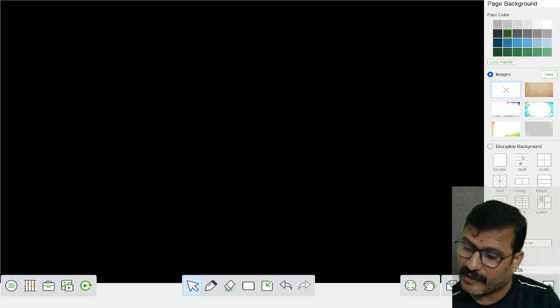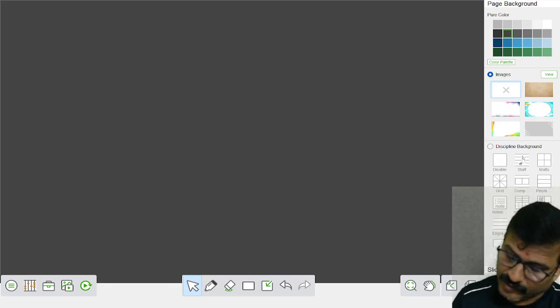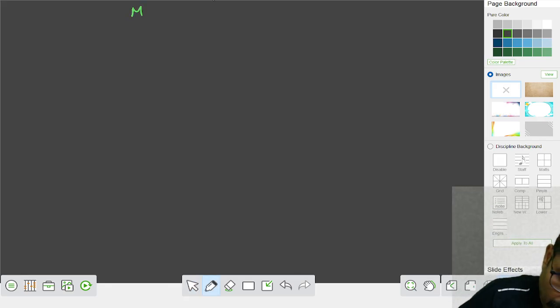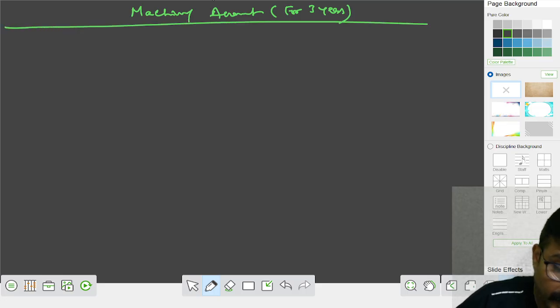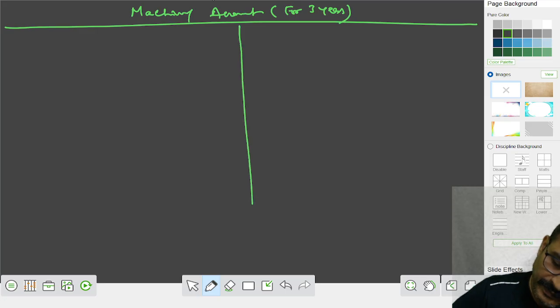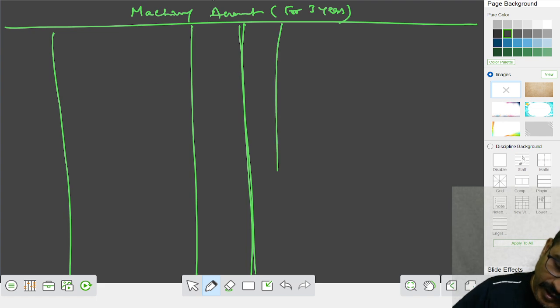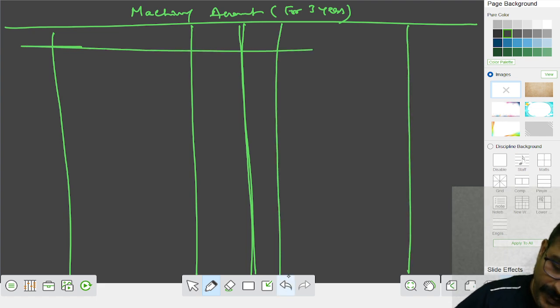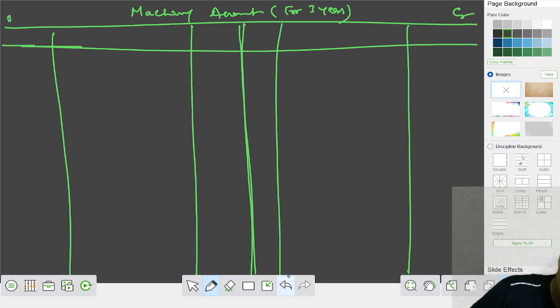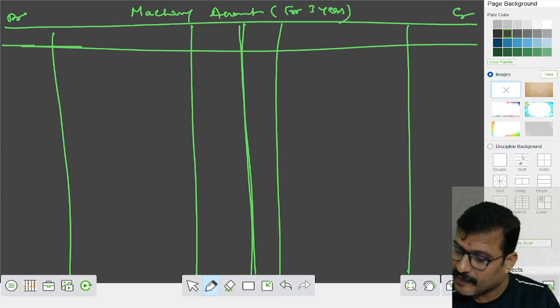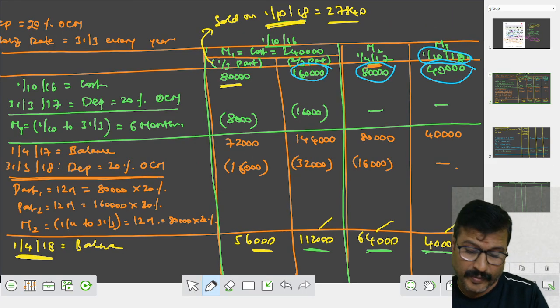Now what we have to do? We have to prepare a machinery account. Shall we prepare a machinery account? For how many years? For 3 years. We have to prepare machinery account for 3 years. Okay, fine. Shall we write? Shall we start? See what happened.